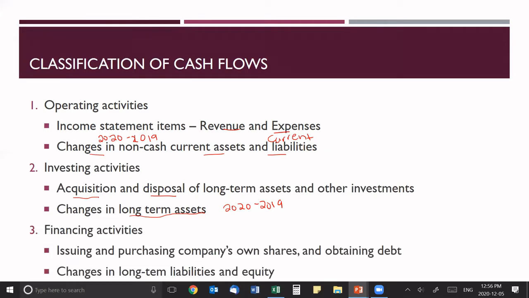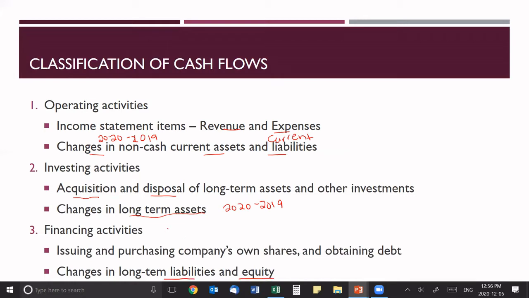And then the third one is financing activities. Financing activities deal with issuing and purchasing the company's own shares or obtaining debt. Here, what you want to look at is the change in your long-term liabilities and your equity accounts. So long-term liabilities and equity accounts will go into your financing activities.